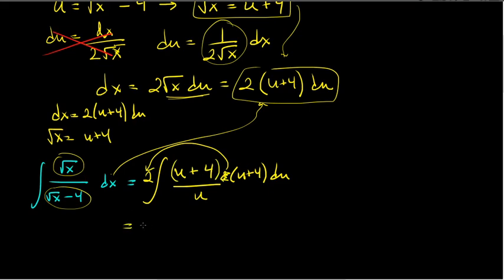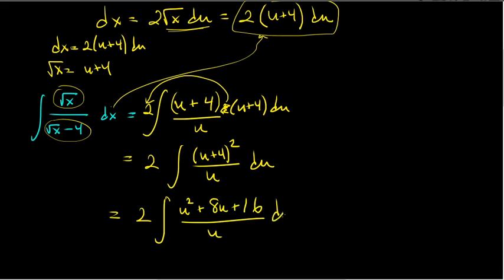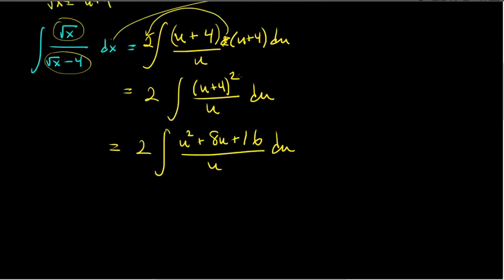And then notice what the numerator is. It's u plus 4 times u plus 4. So it's u plus 4 squared over u du. And now we're off and running. I think the only option at this point is to multiply out the numerator and then split it up. This is going to be u squared over u, which is u, plus 8u over u is 8, plus 16 over u is 16 times u to the negative 1.